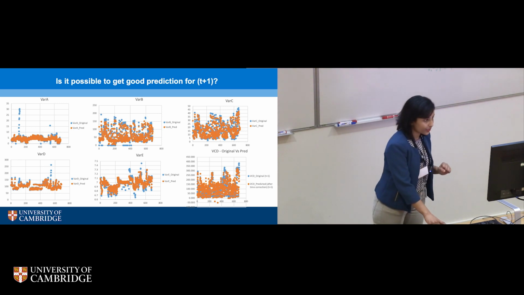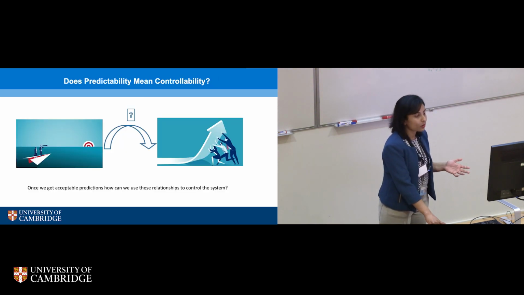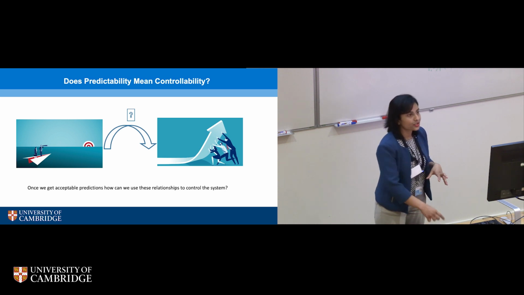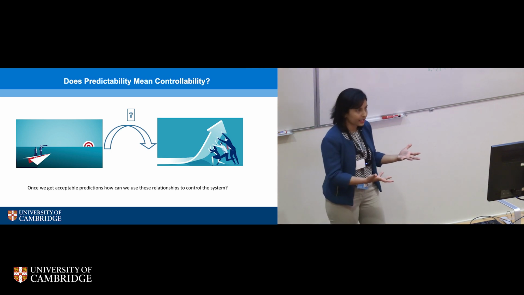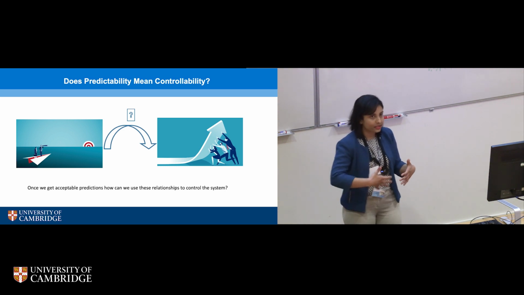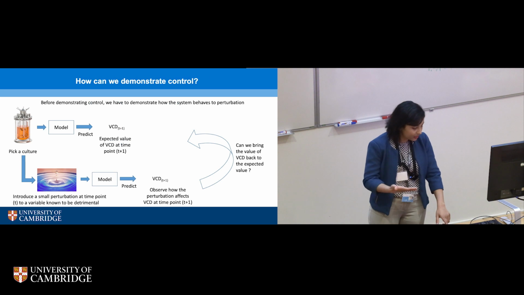But then how do we do this? Does predictability always mean controllability? So that's obviously a question. So we wanted to see how we can demonstrate control. For this, I had to introduce a perturbation, because it was a simulation. I had to introduce a perturbation and see how the system behaves to perturbation. And then I wanted to see how we can control that.